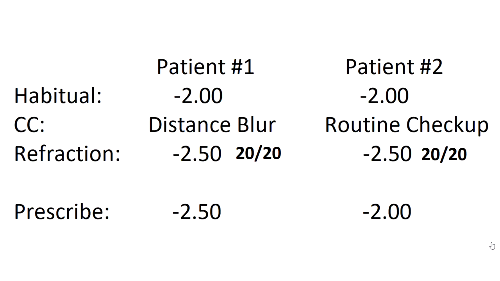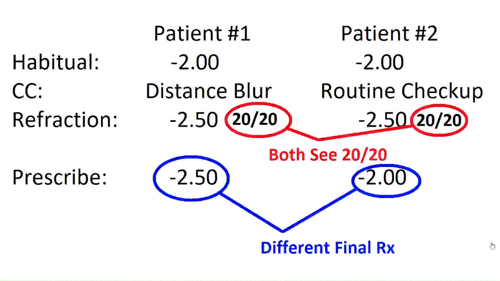Here are two patients. They both come in with -2 diopters of habitual glasses. One has a chief complaint of distance blur, the other is in for a routine checkup. After completing the refraction, we get a -2.50 in both people, seeing 20/20. The only thing different between these two eyes is their chief complaint. In the end, we prescribe for patient number one the extra half diopter minus for a -2.50, and we don't prescribe anything for patient number two. You might ask the question, why is that? They'll both see 20/20 with the new prescription change, but we give that different prescription because of the chief complaint.